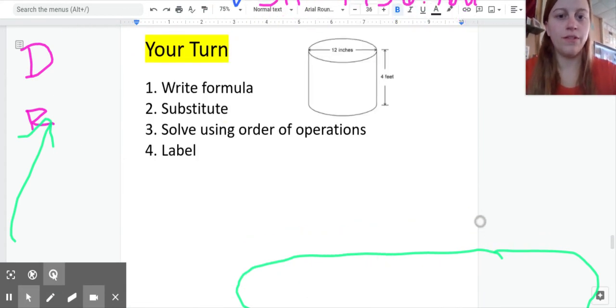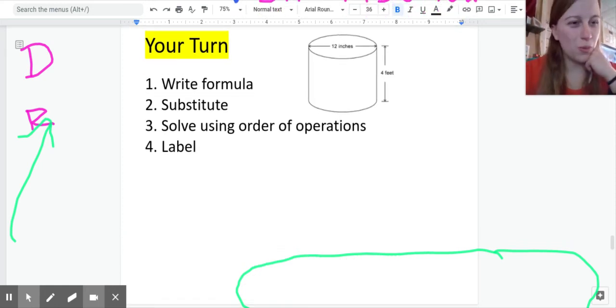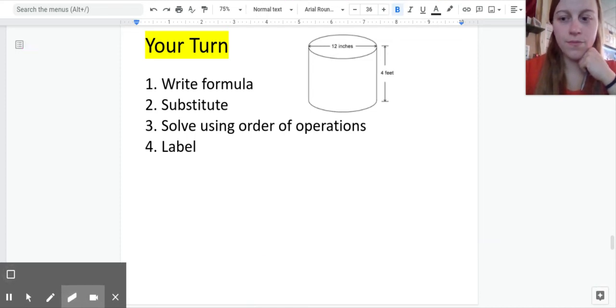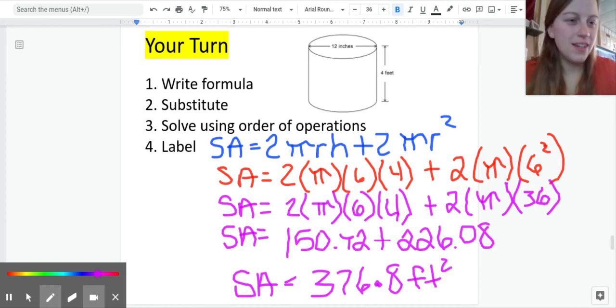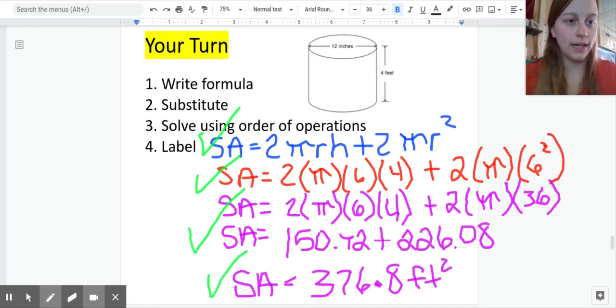Okay. We've got another you try. Go ahead and try this in your notebook. We'll pause the video while you work. And here's the correct answer to your you try. Our final answer here is 376.8 feet squared. How are you doing? Did you show that formula? Did you substitute? Did you solve? And did you label your answer feet squared?